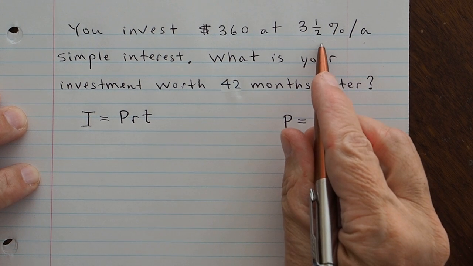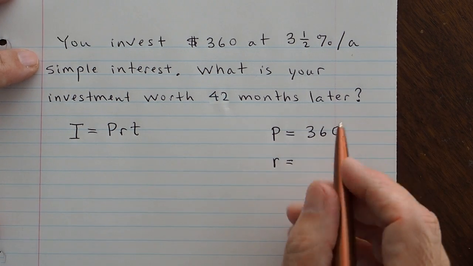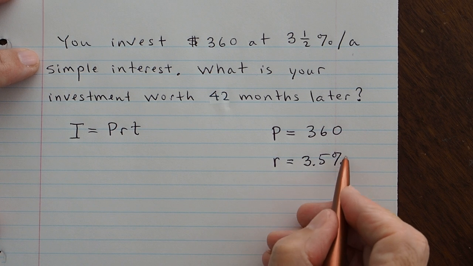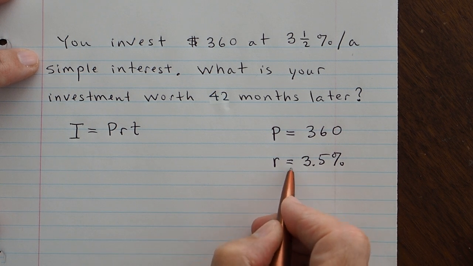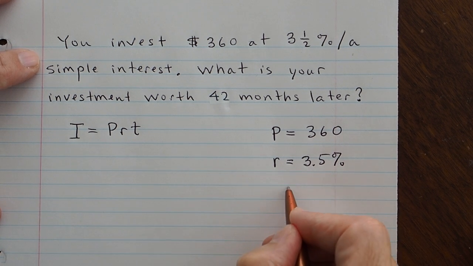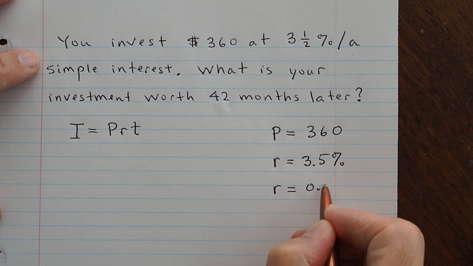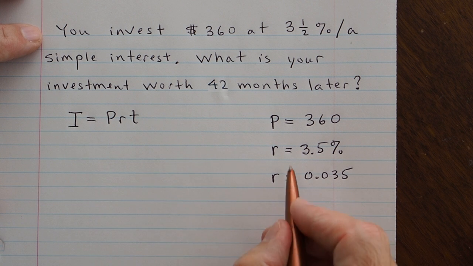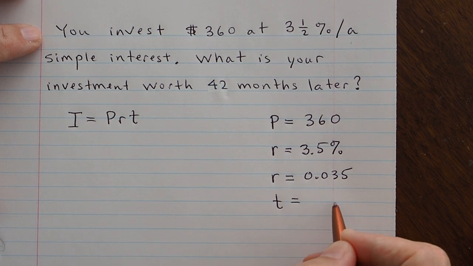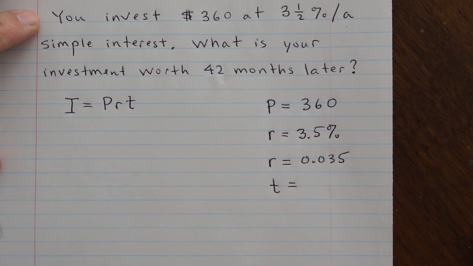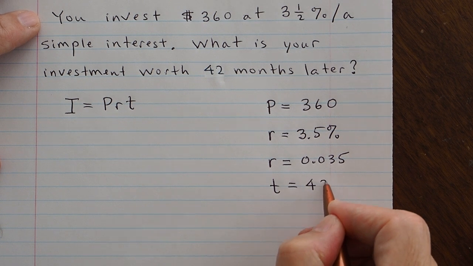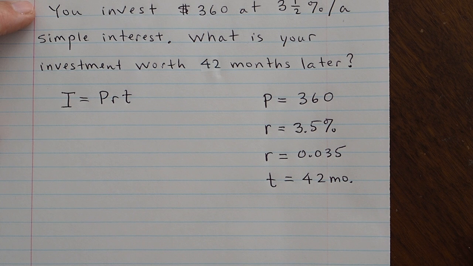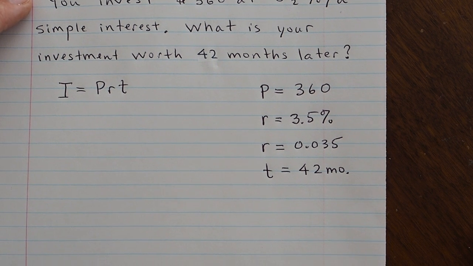R is the interest rate as a decimal. Well, this is 3.5%, right? So I'm going to write that as 3.5%, and then I'm going to remove the percent symbol and move the decimal 2 to the left. That's the same as dividing by 100, and I get that R is 0.035. And time is 42 months. Now I know it's supposed to be in years, but while I'm calculating, while I'm thinking, I'll just write 42 months here. So I have to convert that to years before I can access the formula.